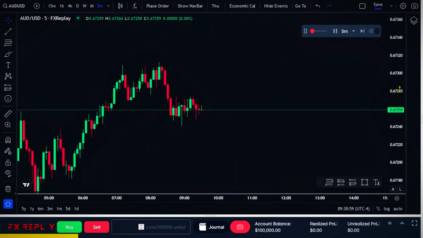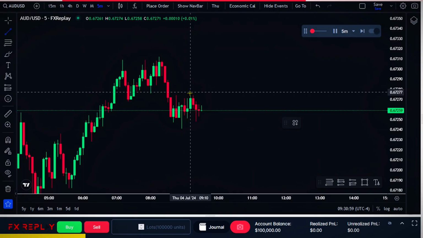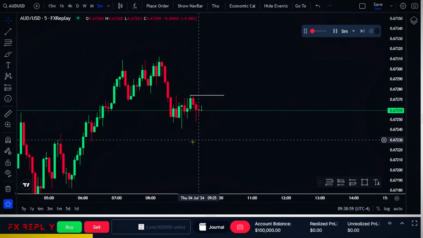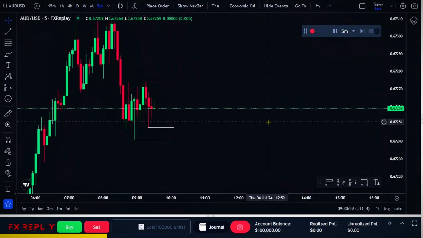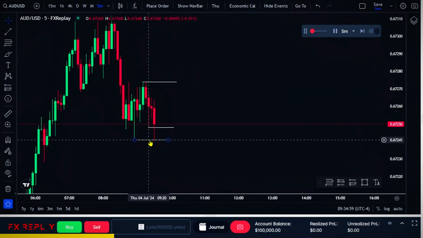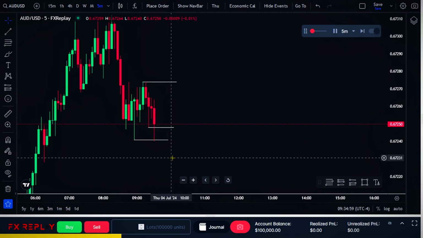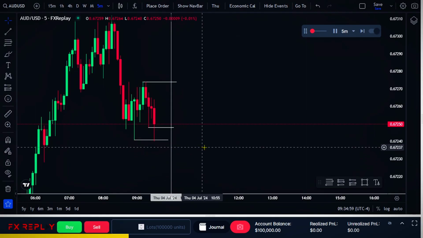Moving on to the next day, we have no news, so we are good to go. I will mark all the recent swing points and wait for the liquidity sweep. As you can see here, we took out the sell side liquidity. Let me also mark the start and end of our trading window for better demonstration.